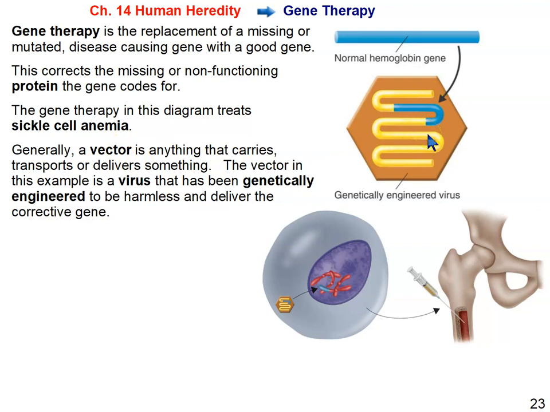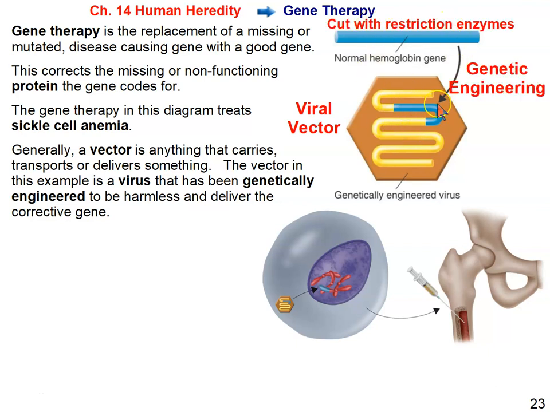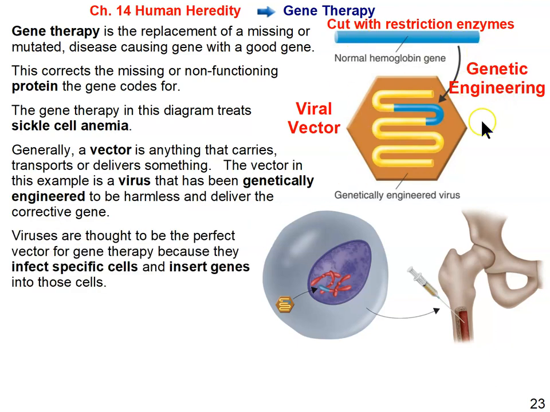That's what viruses do. They insert their genes into cells and their genes then take over the cells. Well, in this case, we can genetically engineer a virus. So we're going to use the virus as a vector and genetically engineer it to have a human gene, a good gene, that's going to replace the bad gene in the patient. And we can do this through genetic engineering, which is another biotechnology that we'll be looking at later. So this is kind of a combination of a couple different biotechnologies in gene therapy here.